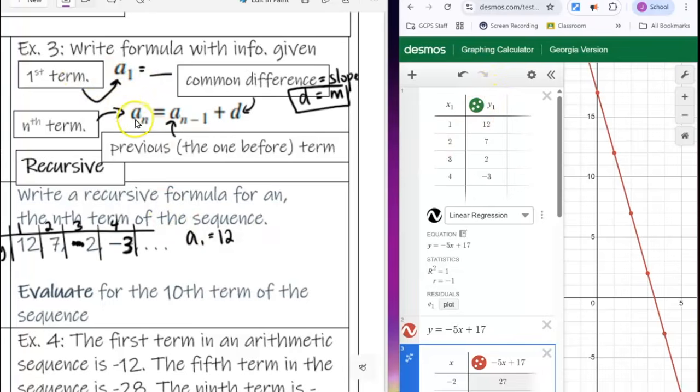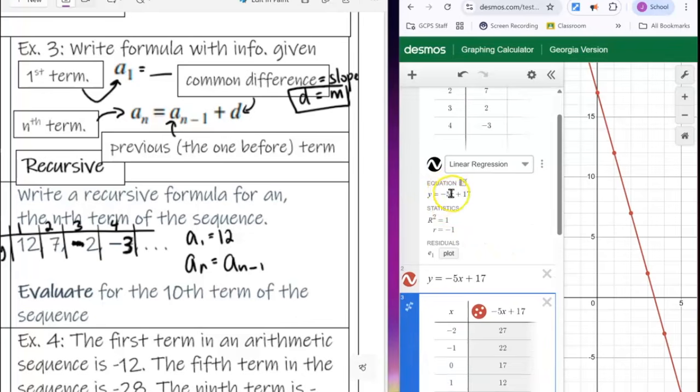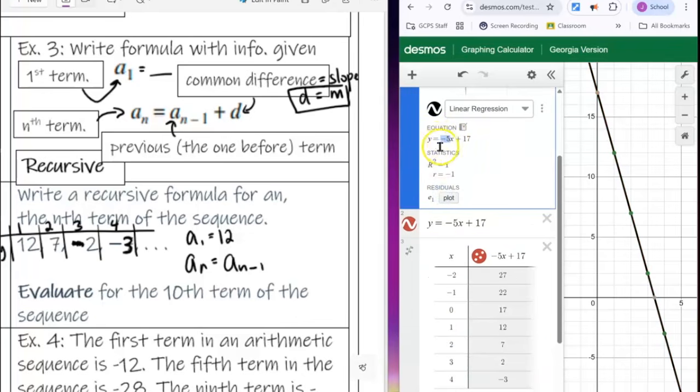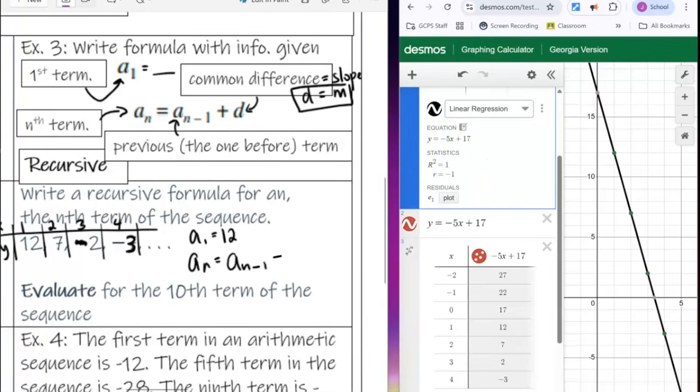I write my first term, and then the second thing is I have to write the formula. To write the formula, you're just going to write a sub n equals a sub n minus 1, the term before. Then all you need to put here is the common difference. And remember, we said the common difference is the same as the slope. Do I have my slope? I sure do. Here's my slope right here. My slope is -5 because it's y equals mx plus b, where m is the slope and b is the y-intercept. So my slope, or my common difference, is -5. I will finish my formula with -5. And that's it. That's how I write a recursive formula.